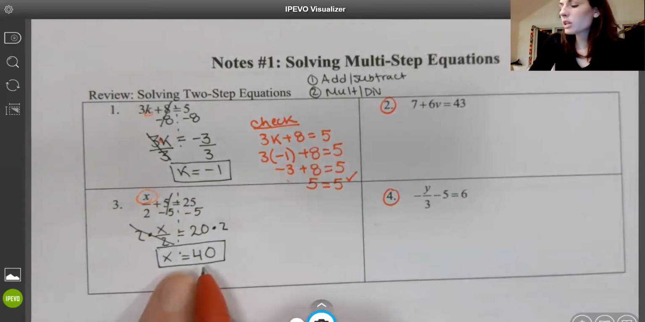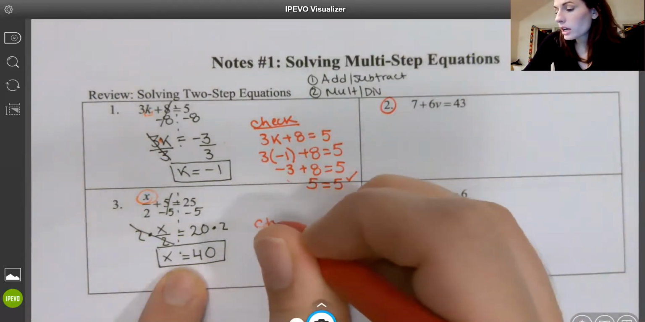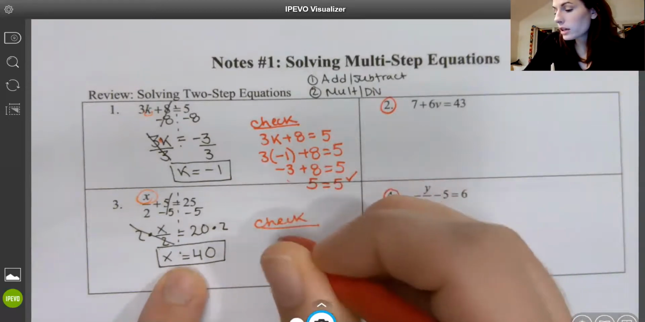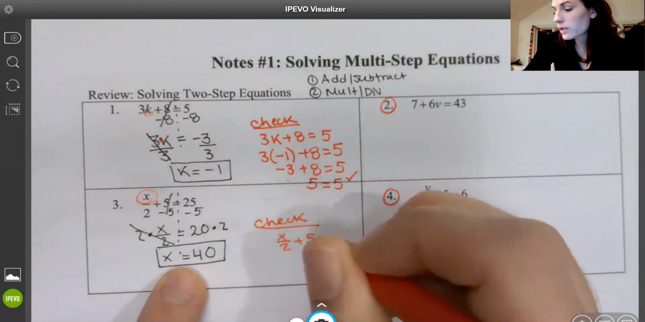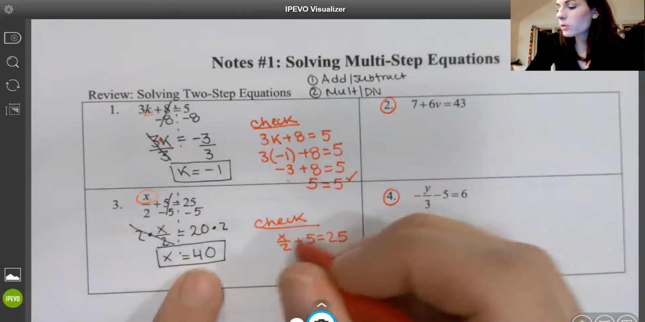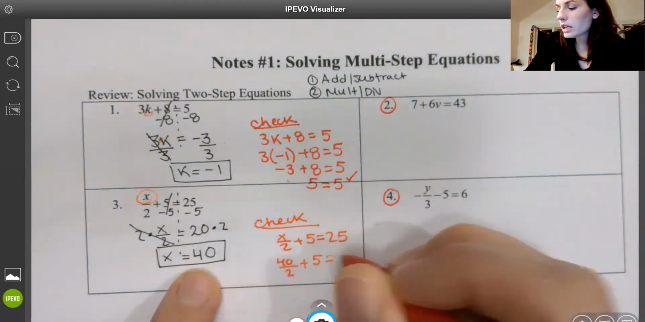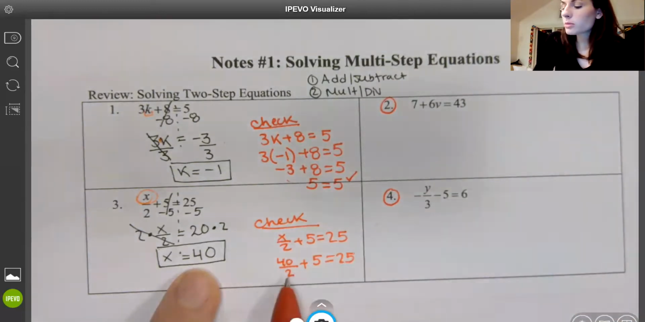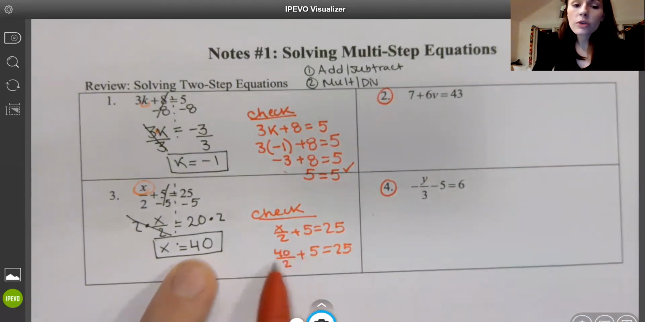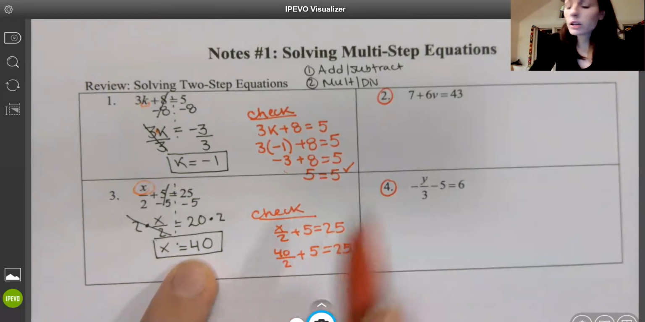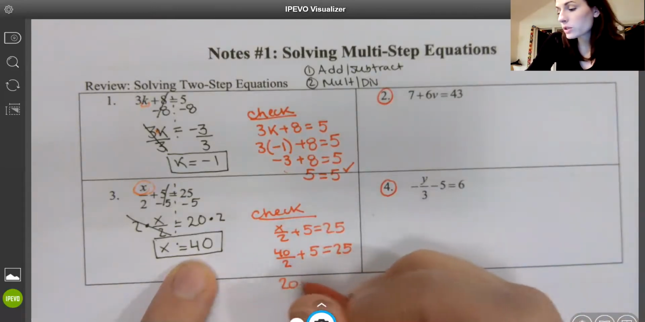I could do the same thing here with 40. So I could check it real quick. Does x over 2 plus 5 equal 25? Does that work when I substitute 40 in for x? When I substitute 40 in, again, remember order of operations. So I'd want to divide first. 40 divided by 2 is 20.